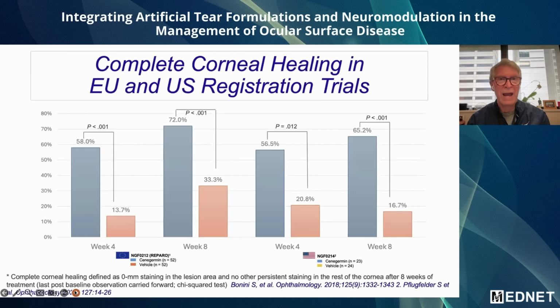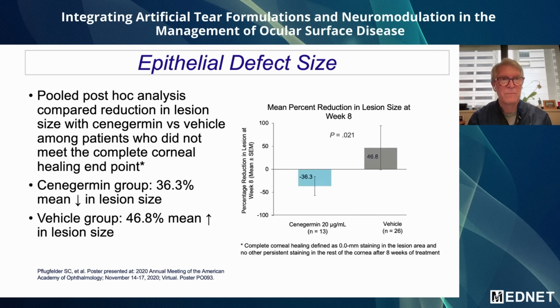And these are graphs from both the EU and the US registration trials. And you can see by week 8 in both the EU trial here and in the US trial here, the results are very similar, with about 72% complete healing in the EU trial and 65.2% in the US trial. So that shows that the results are very reproducible in multi-center studies, both in the EU and the US.